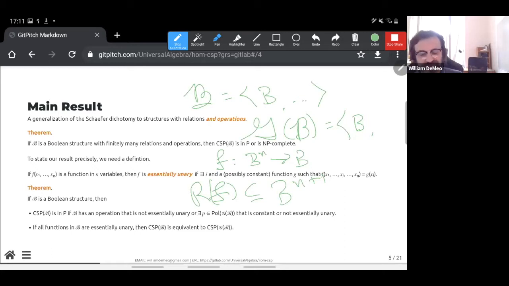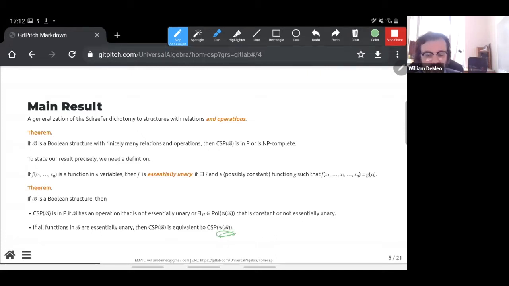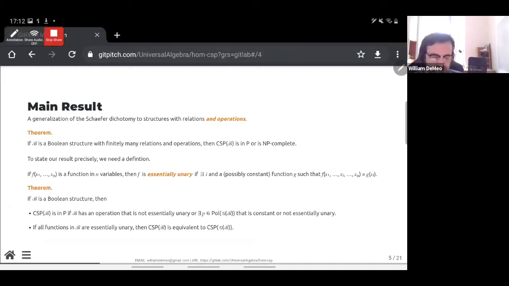I'm not sure I explained that very well, but in any case, when you view an operation as a relation, that's what we're considering the graph of B. Okay, I hope that's clear. If it's not, please feel free to stop me. Okay, so let's move on.